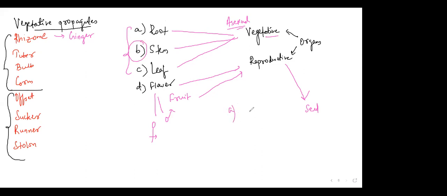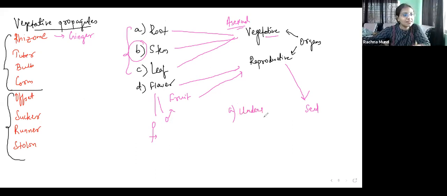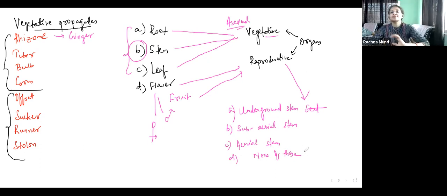Next question. Rhizome is a modification of underground stem, subaerial stem, or aerial stem. Now pick. Yes, your answer is correct. This is stem. But pick now: underground stem, subaerial stem, aerial stem. Now say. So you are typing. Okay. Say.